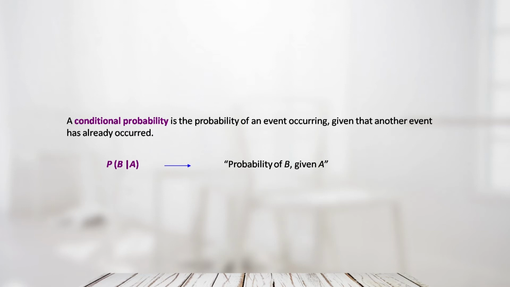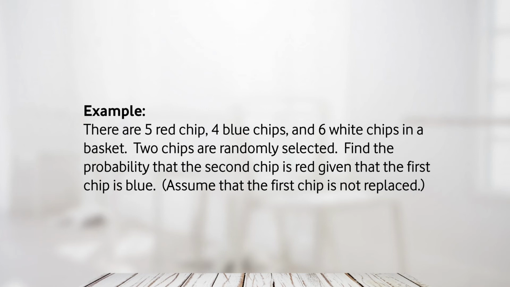So conditional probability is the probability of an event occurring given that another event has already occurred, and probability of B given A is written as P(B|A). For example, there are 5 red chips, 4 blue chips and 6 white chips in a basket. 2 chips are randomly selected, and we have to find the probability that the second chip is red given that the first chip is blue, assuming that the first chip is not replaced.